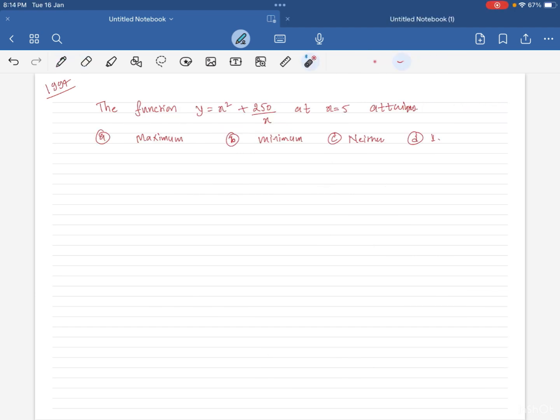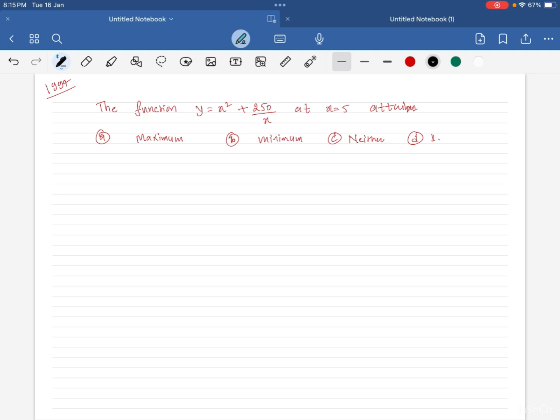So this question is from 1994. The function y is equal to x square plus 250 divided by x, at x is equal to 5 attains maximum, minimum, neither, or 0. That is what we have to find. So how can we do that? Simply we can check the double derivative. If it is less than 0, then at that point it will attain the maxima, and if it is greater than 0, at that point it will attain the minima. Also we have to check whether it is a stationary point or not.